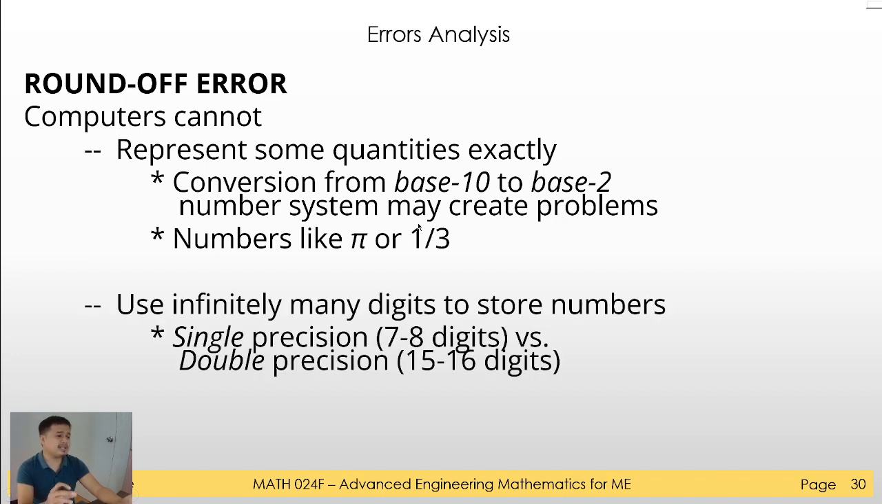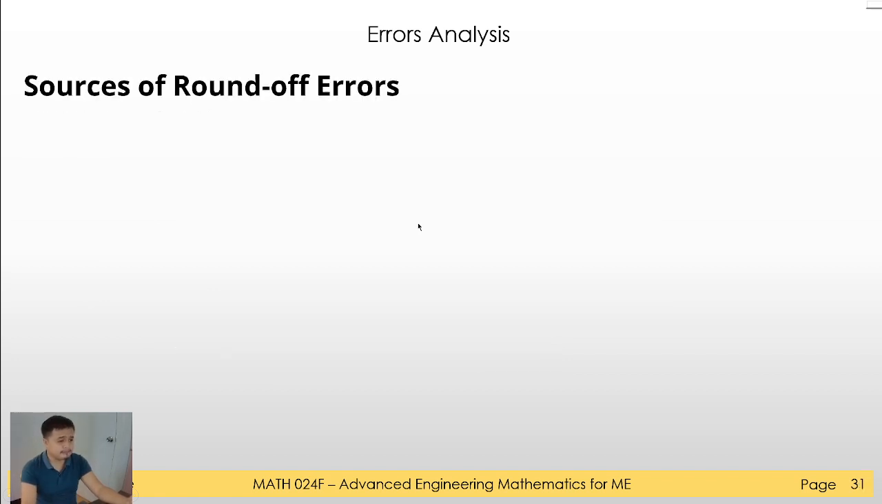Okay? And then let's say your number has infinitely many digits, meaning it is non-terminating. Numbers like pi or 1/3 are examples of non-terminating numbers. You will have to round them off since your computer does not have infinite storage of data. So you will have to store your number in a single precision format or a double precision format, which is usually accurate to between 7 to 8 digits and 15 to 16 digits respectively.